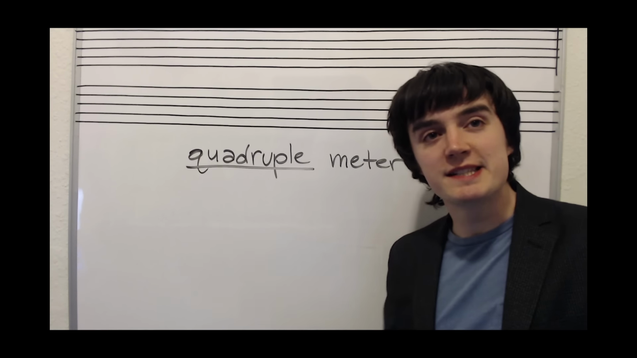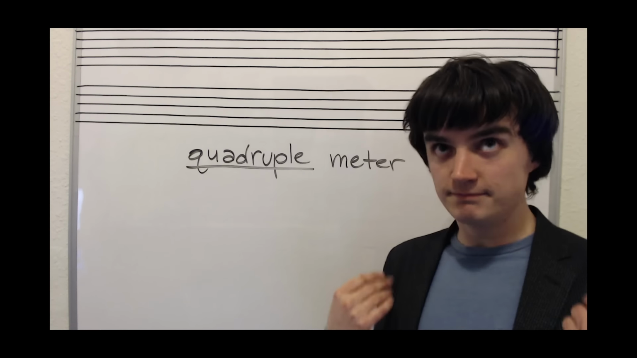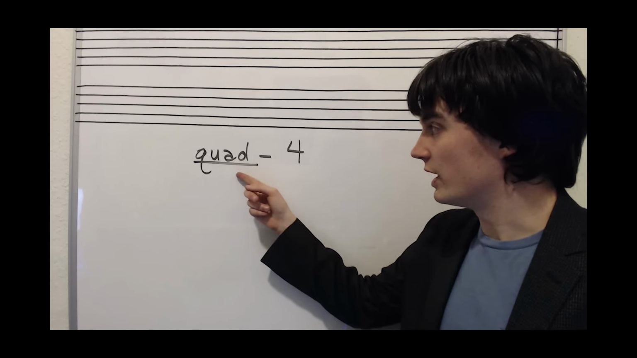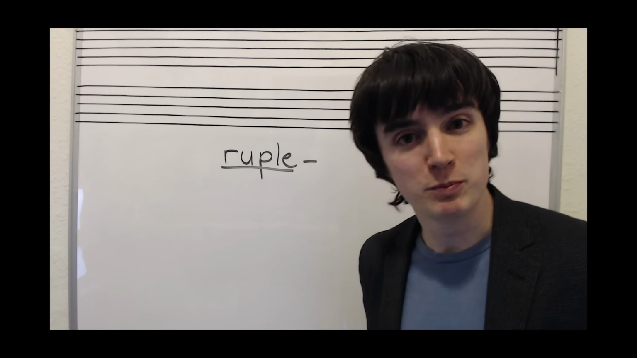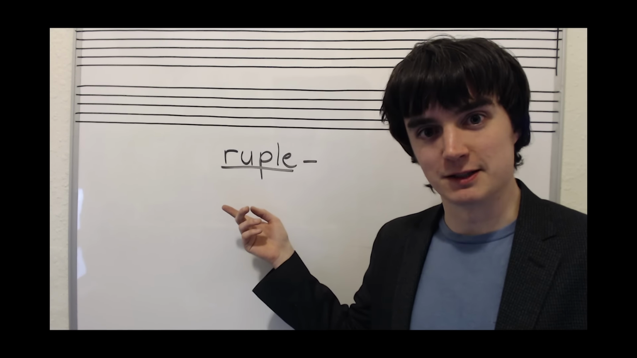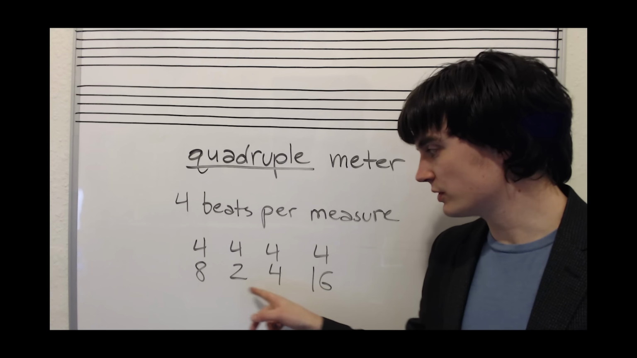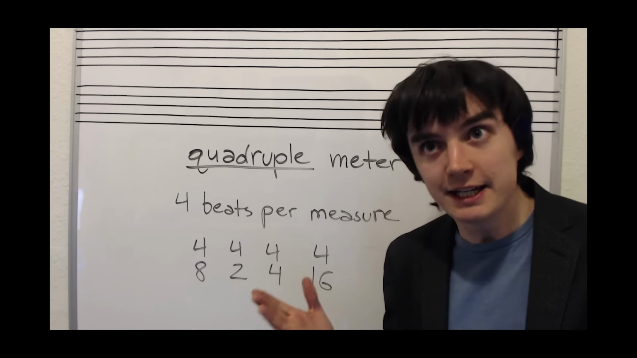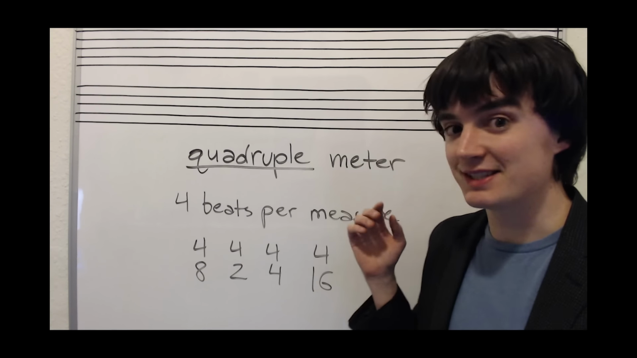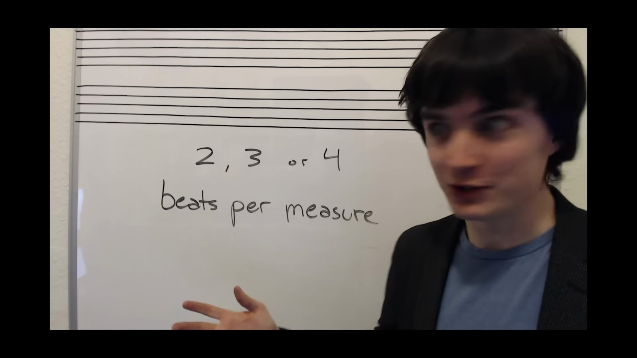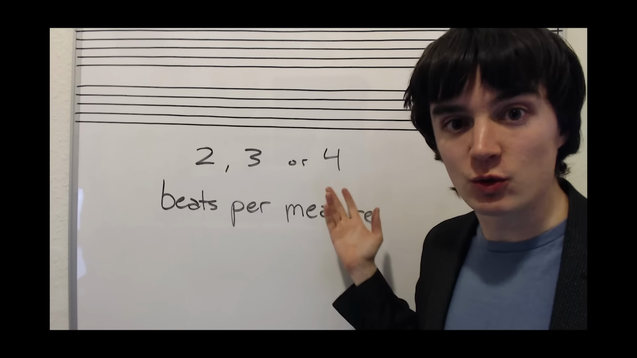If you say a piece is in quadruple meter, the root of the word being quad, which means 4, and ruple, I have no idea what that means. 4 beats per measure. 4/8, 4/2, 4/4, 4/16. Any song with 4 beats per measure is in quadruple meter. Now we know about duple, triple, and quadruple meter.